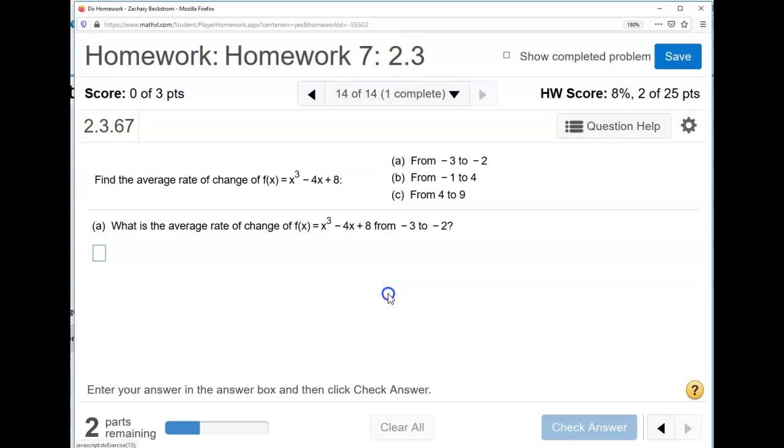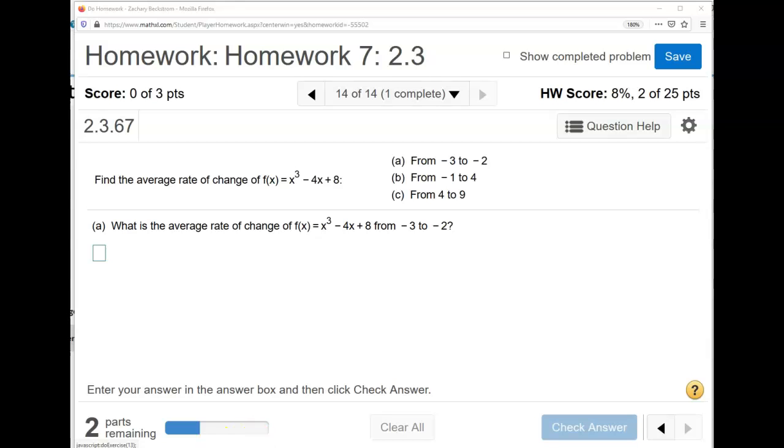All right, and that's it. Now, let's go ahead and take a look at number 14 as well. This is also in section 2.3. And it says find the average rate of change of the function from -3 to -2, and from -1 to 4, and from 4 to 9. The average rate of change is derived from the formula of f of b minus f of a over b minus a. That's the function evaluated at the second point minus the function evaluated at the first point, all divided by the second point minus the first point.